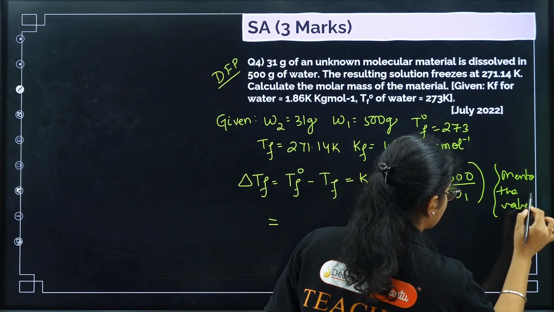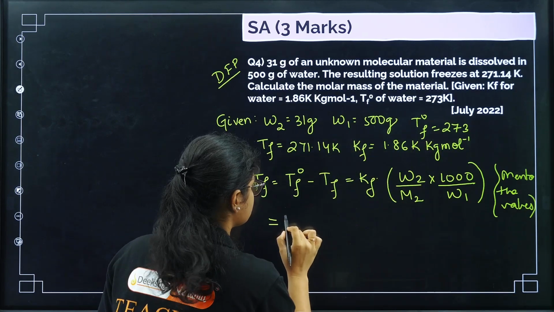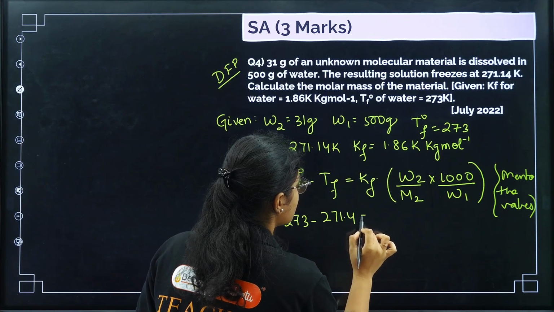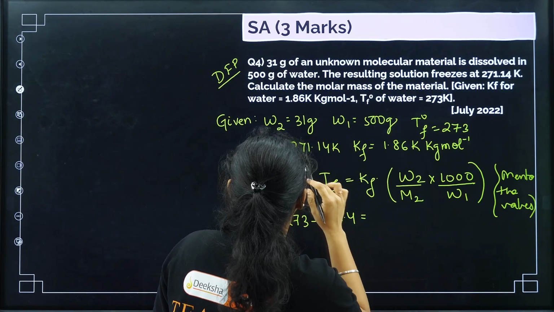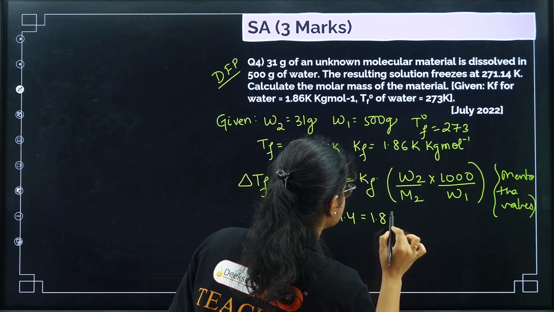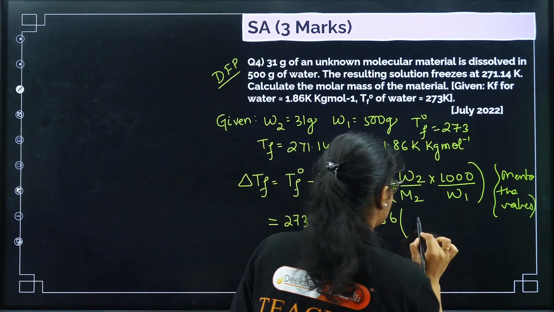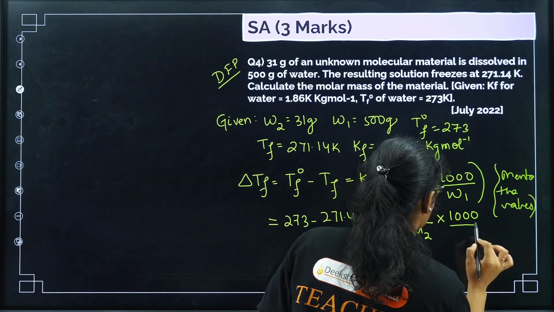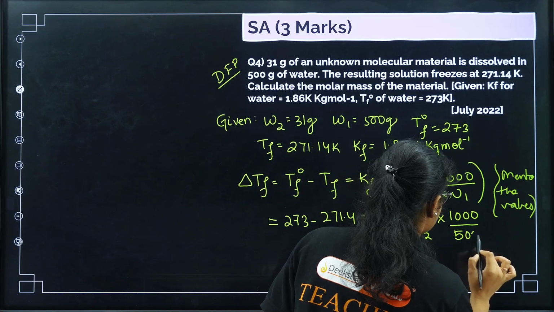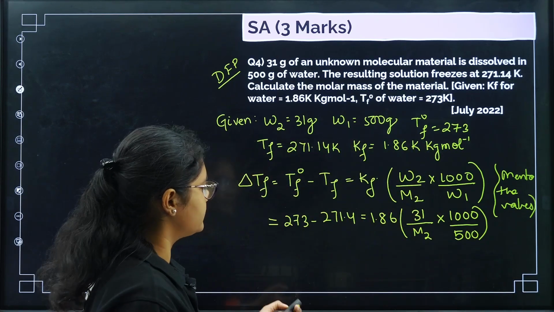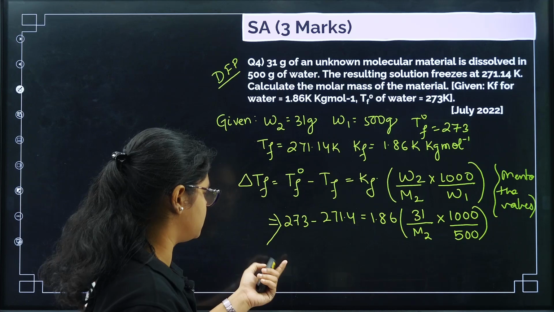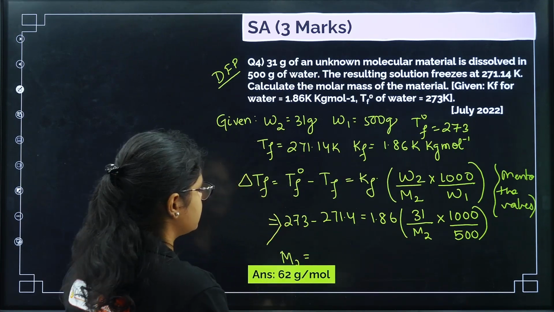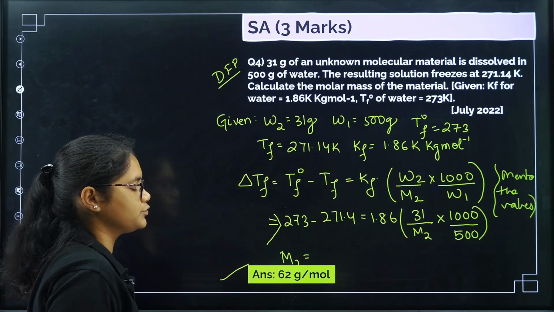values. Okay, that I am not writing, you need to write in the exam. T naught F value is 273, TF value is 271.4, Kf value is 1.86, W2 value is 31, M2 value into 1000 by W1 is 500. Okay, so now if you solve this, M2 value we will get as 62 gram per mole. Okay, so correct answer is 62 gram per mole.